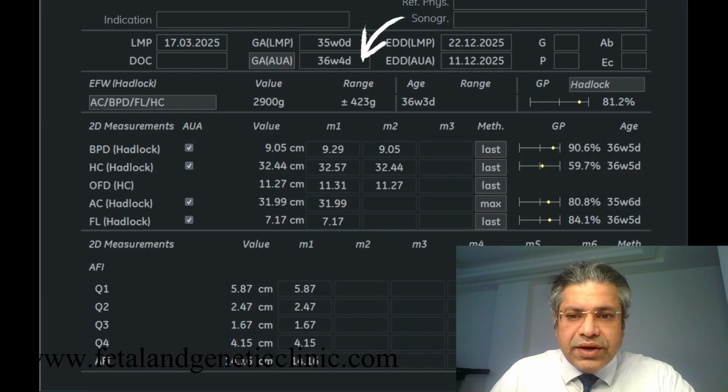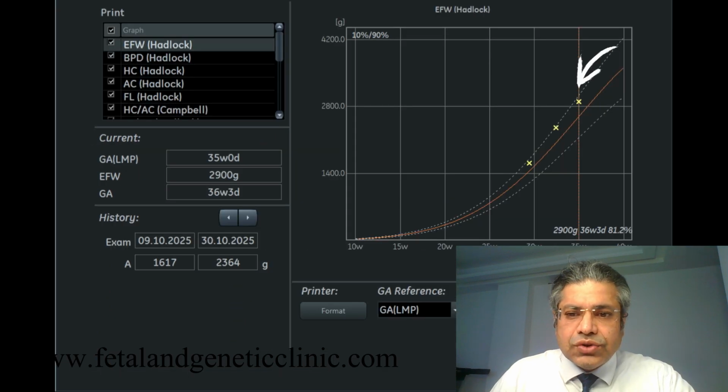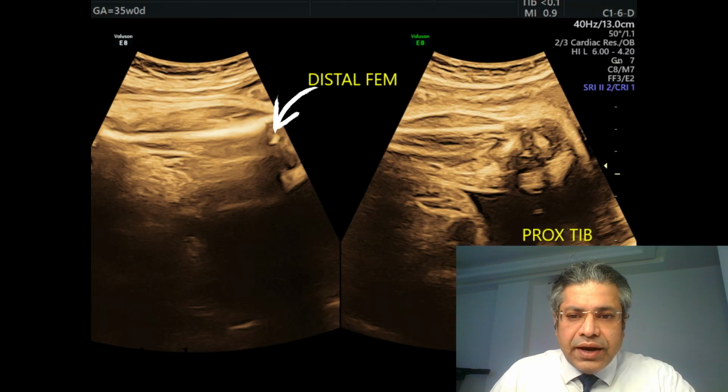In the second case, we identify that the baby is bigger by 1.5 weeks. So the baby is large for gestational age, right? And both the distal femoral and the proximal tibial epiphysis have come up, right?